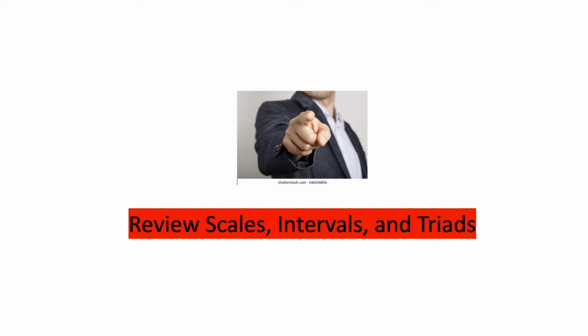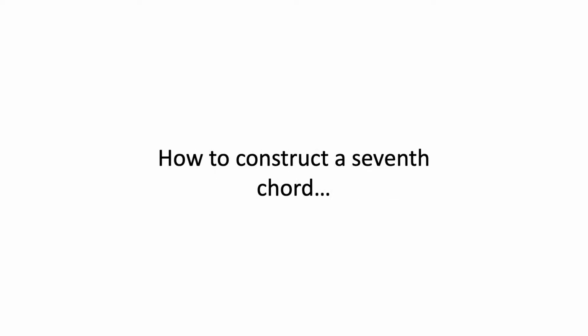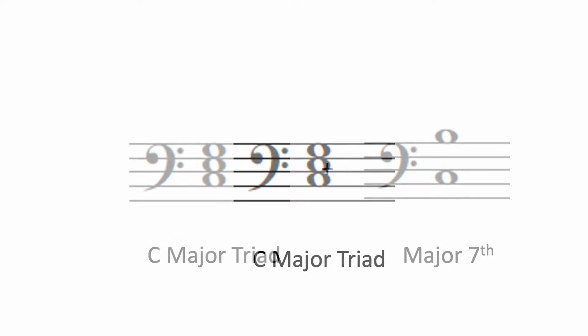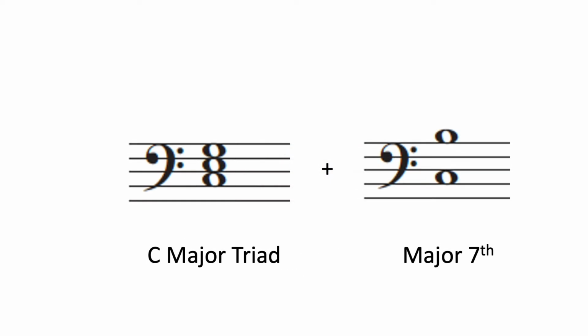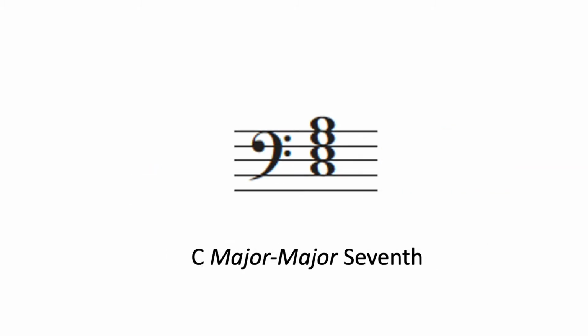We're going to talk about the three most popular types of seventh chords. But first we're going to talk about how to construct a seventh chord. So how do we build this thing, or how is it constructed? First you have to take a triad. In this case, we're going to take a major triad. This is a C major triad. And then we're going to combine that with the interval of a major seventh. When we combine these two things, that's when we create our first seventh chord, which is known as a C major major seventh.